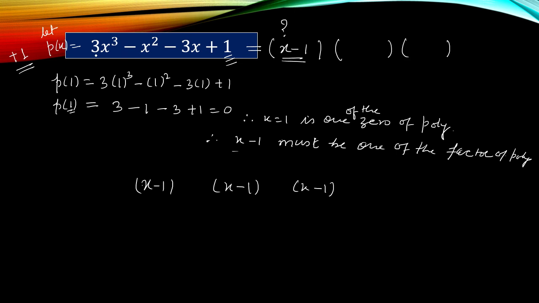Now our first task is 3x cube. So how can we get 3x cube? We have to multiply here by 3x square. 3x square into x, that is 3x cube. Now we got the first. Second, if we multiply 3x square by minus 1, we will get minus 3x square, but our task is minus x square only. It is 3x square negative. Our task is negative x square.